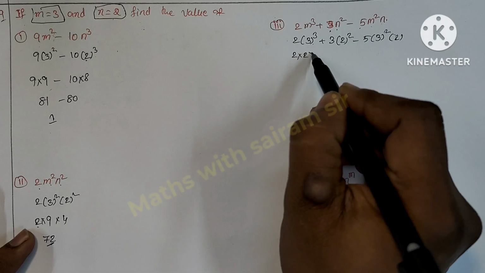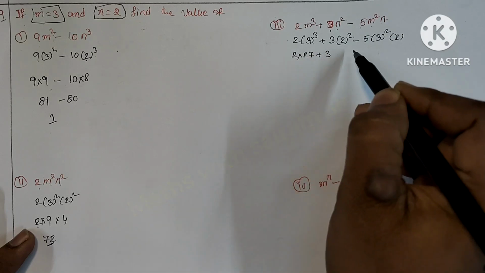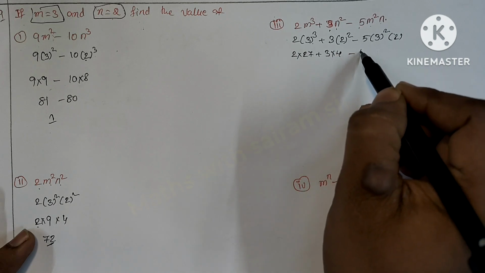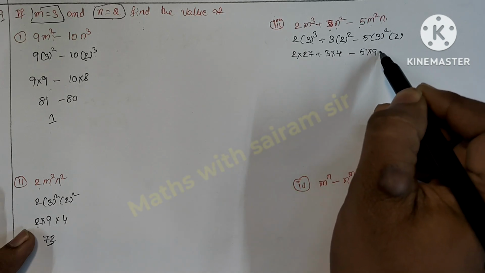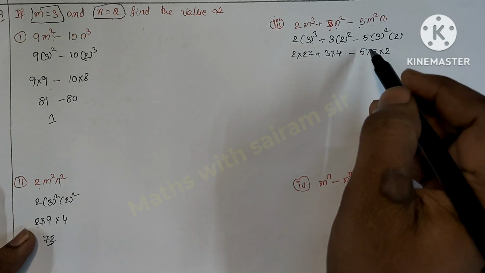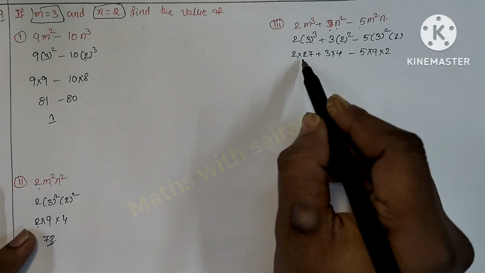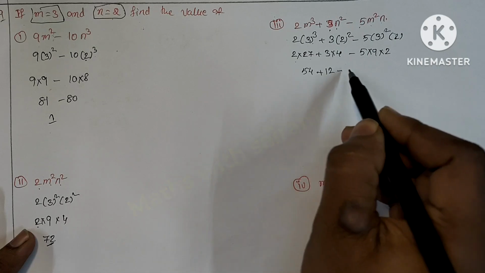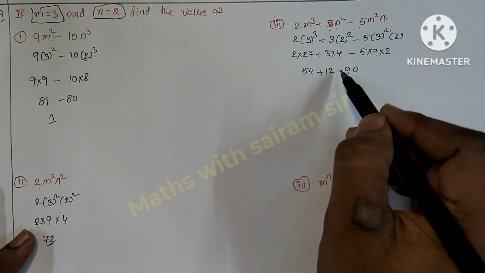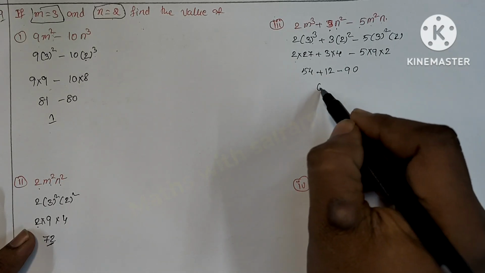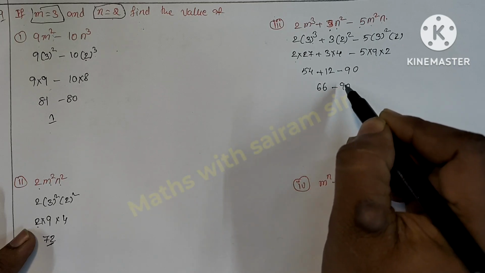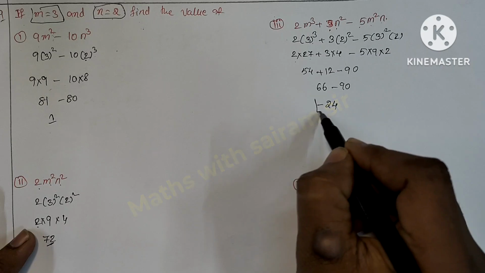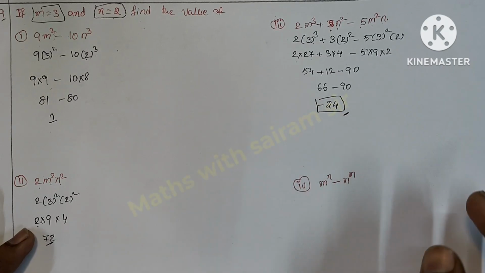3 cube value is 27 plus 3 into 2 square, that is 4, minus 5 into 3 square, 9, into 2. So on doing so, you will get 27 into 2 is 54 plus 3 fours are 12 minus 90. 54 plus 12 is 66, minus 90. 66 minus 90 is minus 24. This is our third answer in this ninth bit.